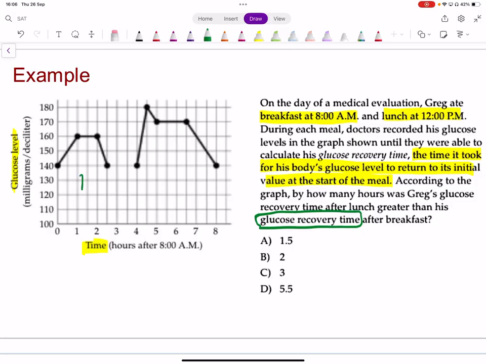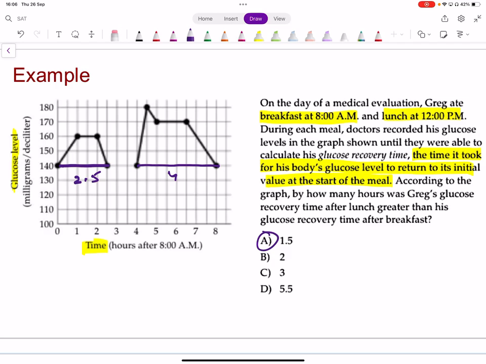So for breakfast, what's the recovery time? It starts from 140, comes back to 140 in how much time? 2.5 hours, right? And then for lunch, how much time does it take to come back to the initial level? 4 to 8, that's 4 hours. And they're asking, by how many hours is the recovery time after lunch greater than the recovery time after breakfast? So what's the difference between the two? 1.5, it should be A. Okay, 4 minus 2.5, that's A.